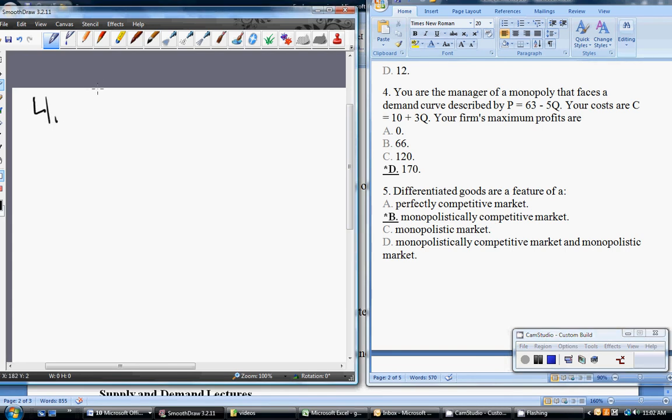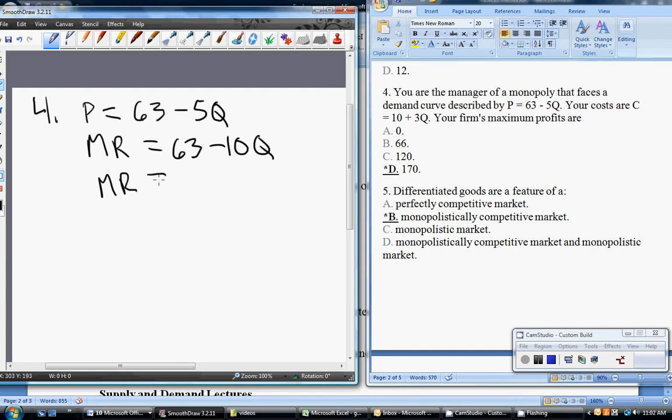Standard monopoly profit maximization problem. Rewriting the inverse demand. Solving for marginal revenue. To maximize profits, we set marginal revenue equal to marginal cost. We need marginal cost though. We've got a total cost equation of 10 plus 3Q. Taking the derivative of that, we get marginal cost equal to just $3.